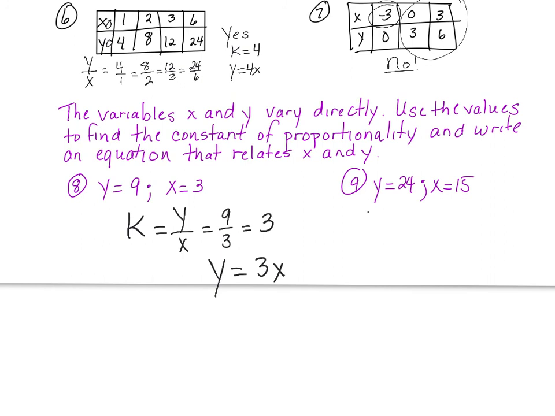You guys do the next one. All right, so how do we find k here? Jack? Y over x. What's y? 24. Over? 15. What is that? 1 and 9/15, square, 1 and 3/5. We can make it 1 point... What's 3/5? 1.6, so what's the equation? Y is equal to 1.6x.